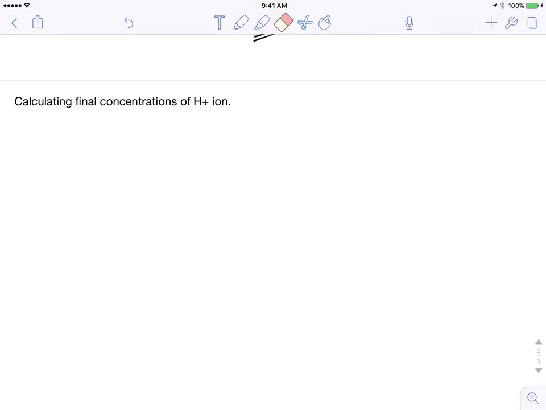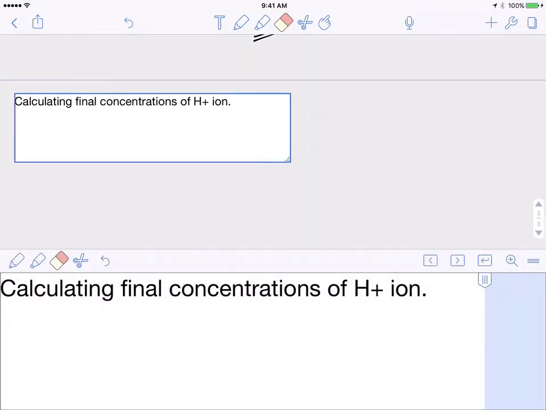Today we're going to talk about calculating final concentrations of the H plus ion. So let's start with a simple equation and talk about it through steps. One thing we're going to add in here is time. We're going to talk about how we go from an initial concentration through a process, then we get a final concentration. And in this process, a set amount of time happened. Like I added things together, I waited for a minute, then I had two new products.